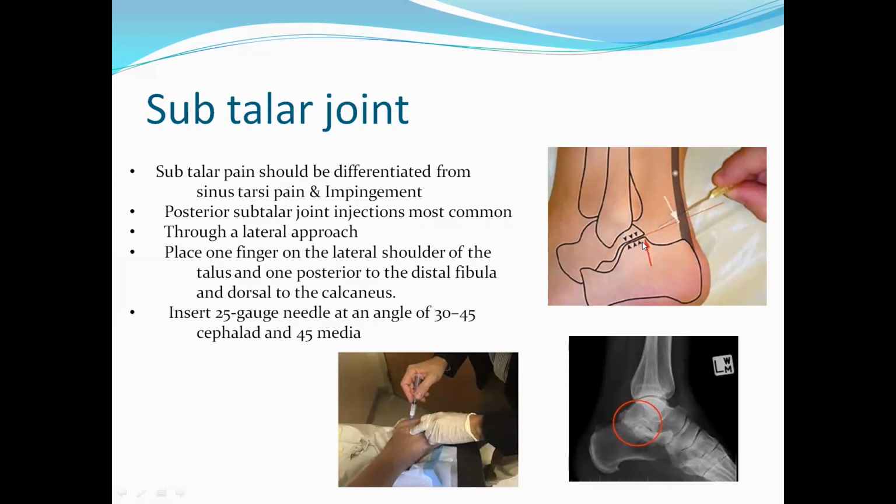Okay, you try to feel the calcaneum, you try to feel the talus. If not possible, then the posterior margin of the lateral malleolus is a guide for injecting into the joint. So here a 25 gauge needle is required, with an angle of 30 to 45 degrees in the cephalad direction and 45 degrees in the medial direction. This is for the subtalar joint.